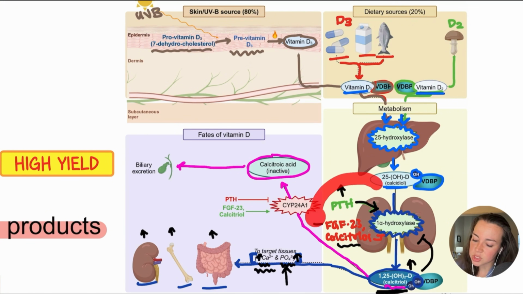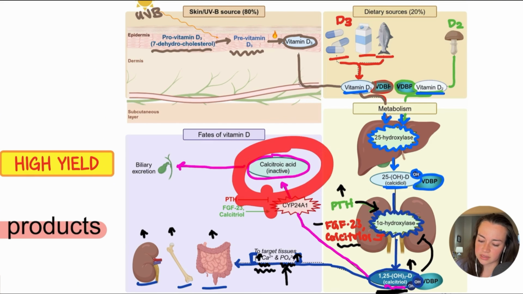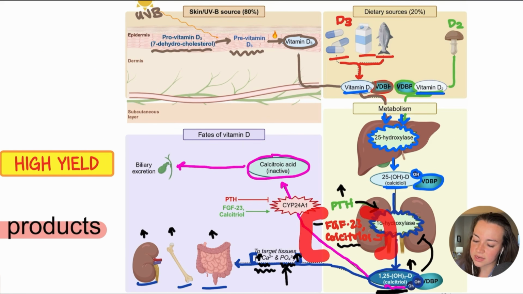If you understand the regulation of the synthesis pathway of vitamin D, then you'll understand the regulation of the breakdown pathway of that active vitamin D, right? It's just the complete opposite. Parathyroid hormone promotes the formation of active vitamin D, so it is going to inhibit the breakdown of active vitamin D. Same thing that goes over here. These factors that inhibit the synthesis will promote the breakdown.